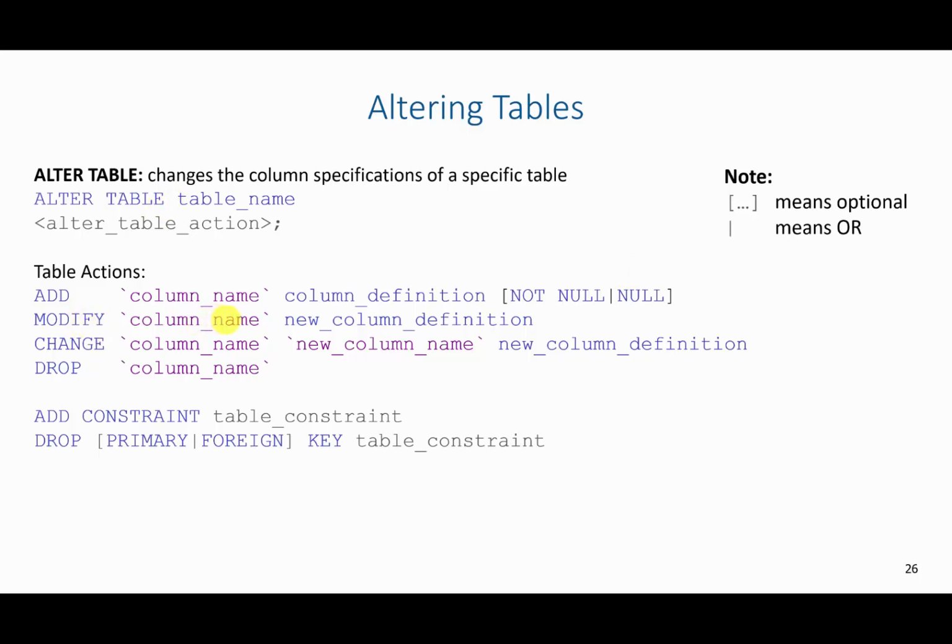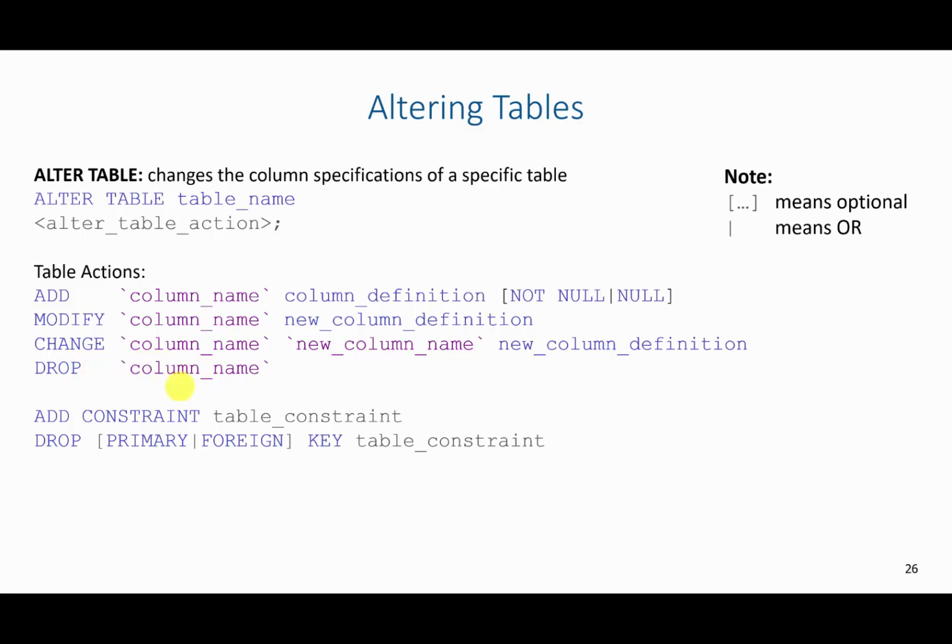If you wanted to change the existing column, you could use the keyword modify, specify the name of the column that you want to change, and then the new column definition. If you want to actually change the name of the column as well as the definition, you can use the keyword change, specify the old column name, use the new column name, and then provide the new column definition. If you want to drop a column completely from the table because you no longer need that column, you can say drop and then the name of the column.